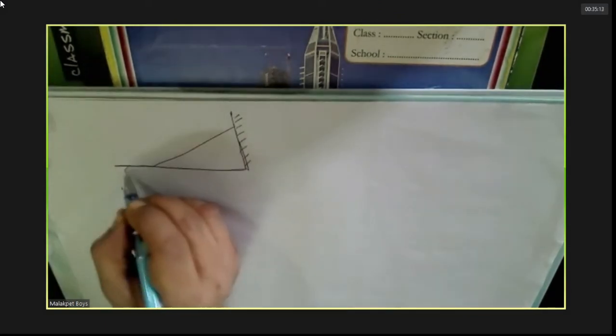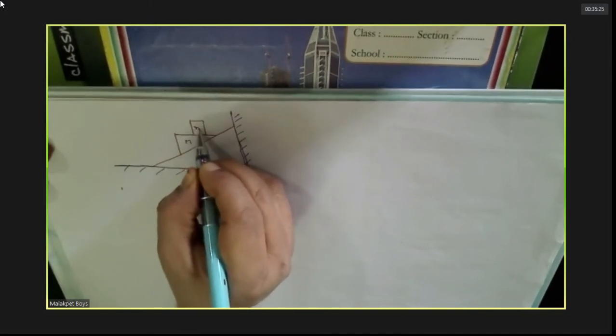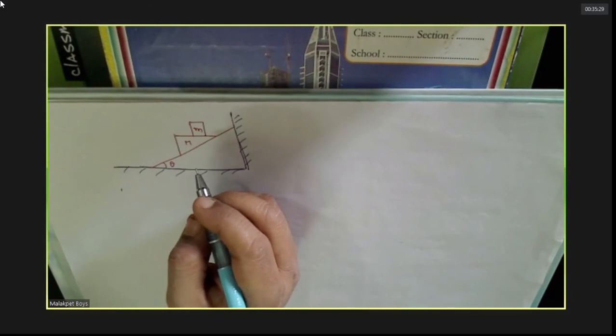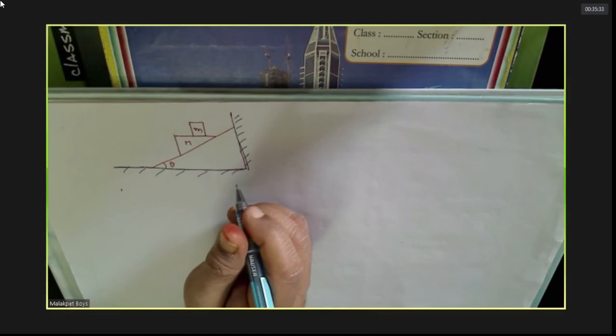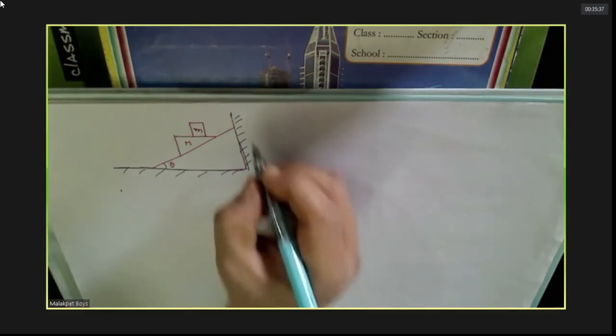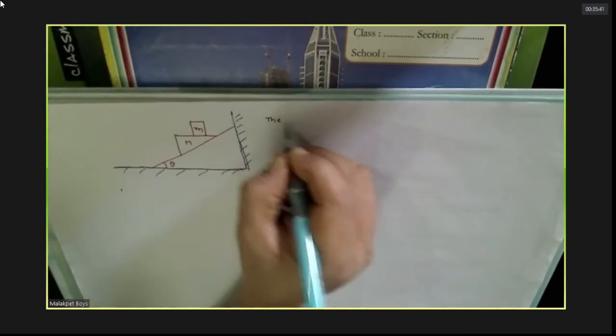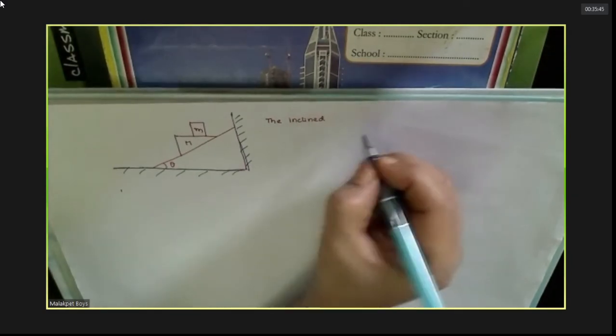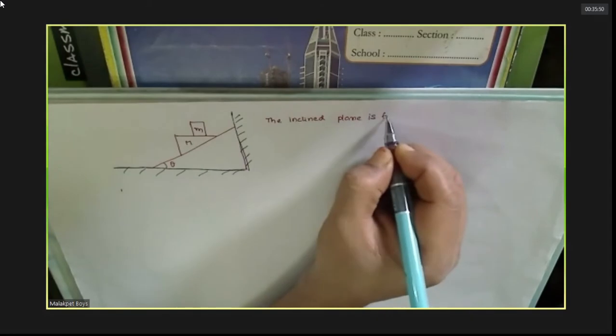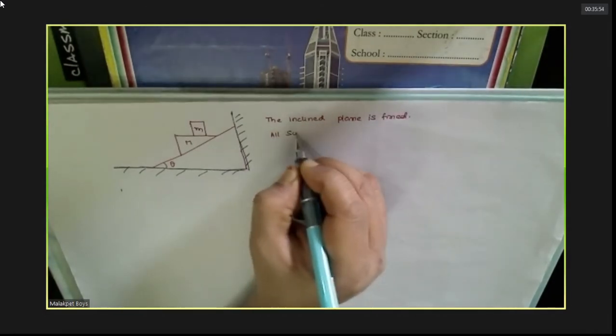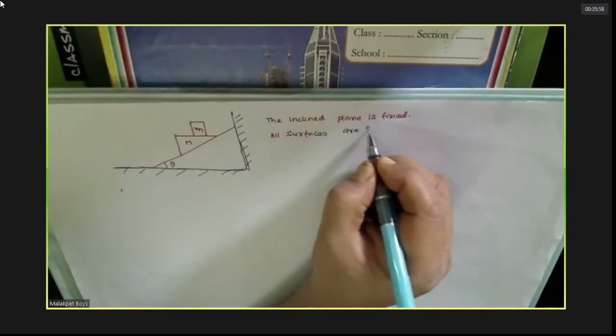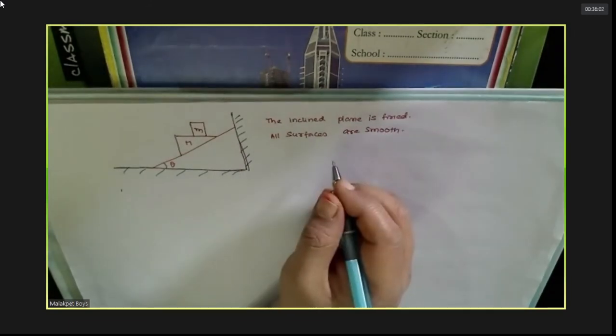So you are having two walls like this. This is a wedge. The plane is fixed. Okay.